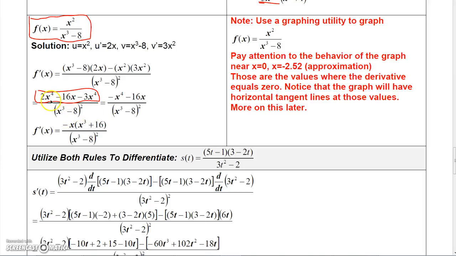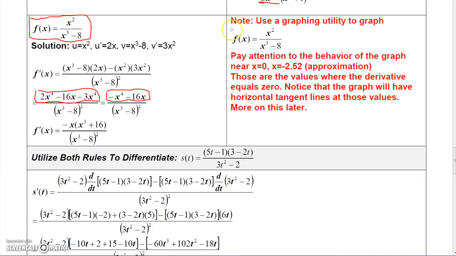And then this actually simplifies to minus x to the 4th minus 16x on top. And then on top you can actually factor out a minus x, and so on top you get minus x times x cubed plus 16 over x minus 8 quantity squared.